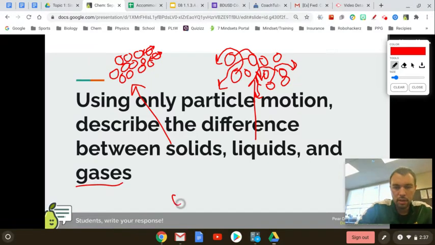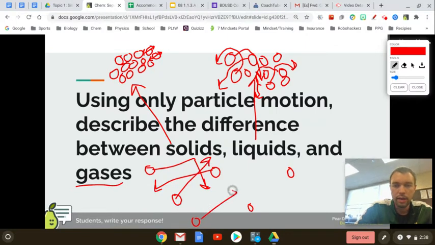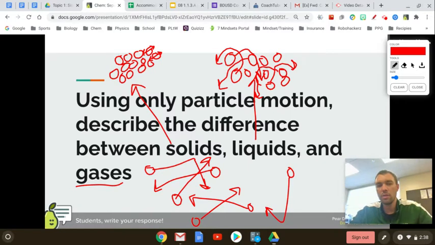Gases: these particles are a lot more spaced out, and they are moving very fast in random directions, bouncing off walls. They are moving the fastest in gases, and they're farther apart.